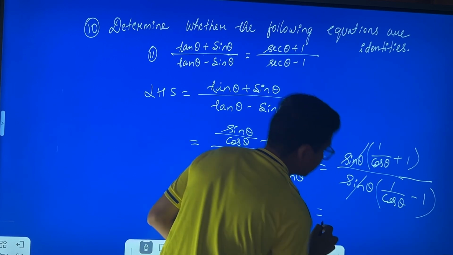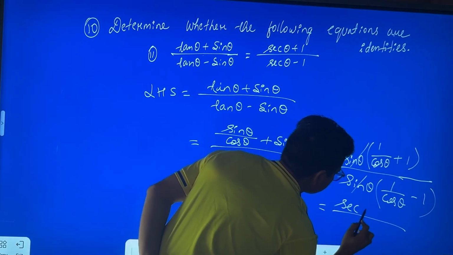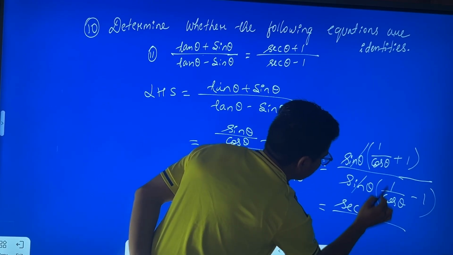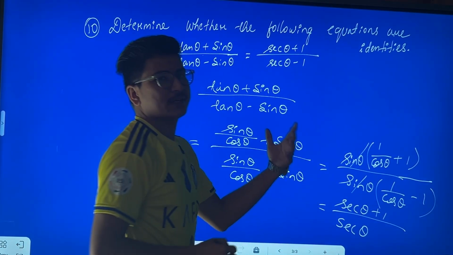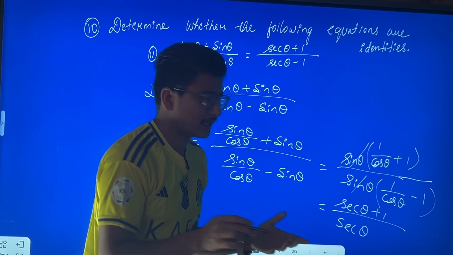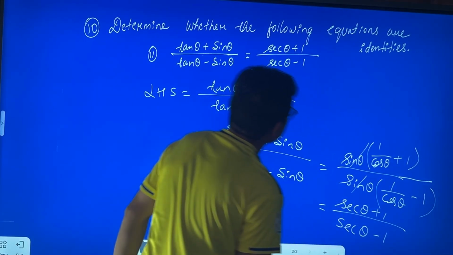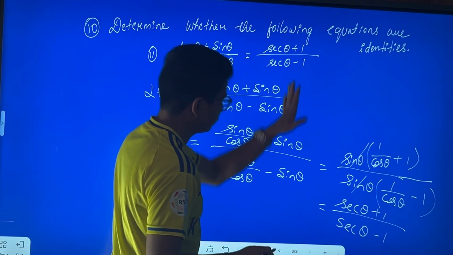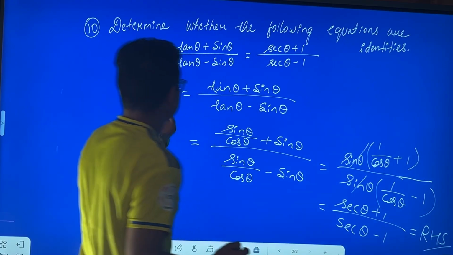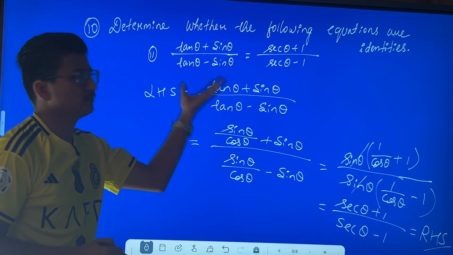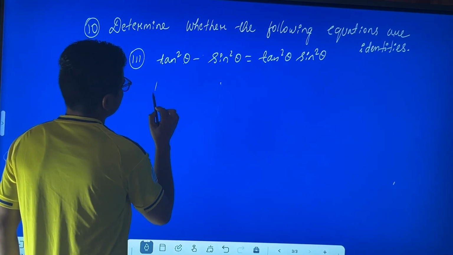Do you remember that reciprocal relation? 1 upon cos theta, what is the formula? Sec theta, correct? Plus 1. 1 upon cos theta is sec theta, right? Please look at the video where I have uploaded a short formula, correct? So 1 upon cos theta is sec theta minus 1. And is this the right hand side? Yes, this is equal to the right hand side. That means when you solve the left hand side and you get the right hand side, this equation is the identity.